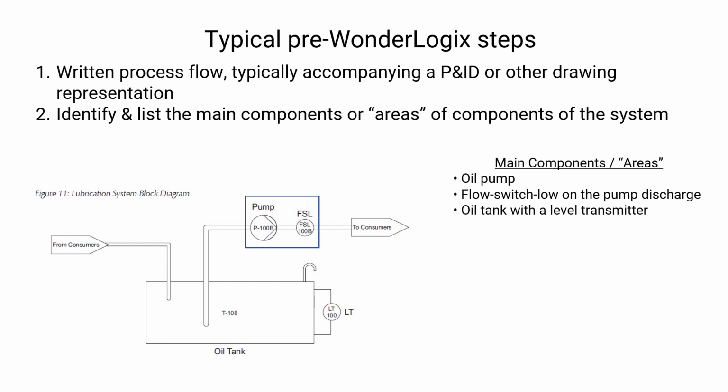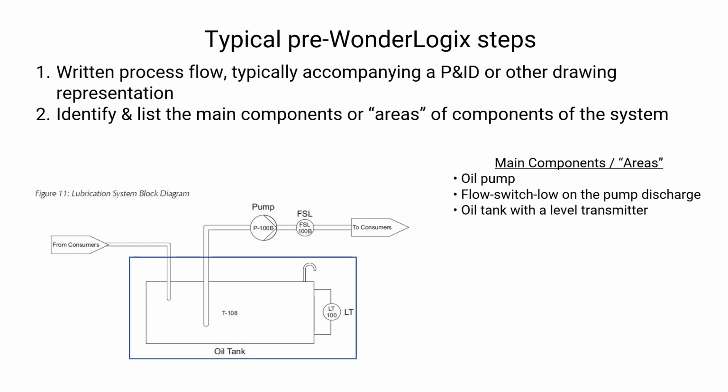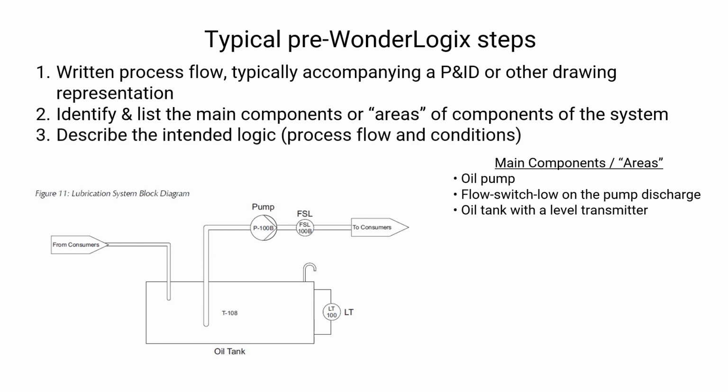In WonderLogix, we can also represent a group of things, such as the oil tank itself, with its corresponding level transmitter as a logical component. That is, a component that can contain other components and logic. Doing so can help us to improve understandability of a system and process, and simplify both the design process and troubleshooting. And third, you'll have already described the intended logic, your process requirements.